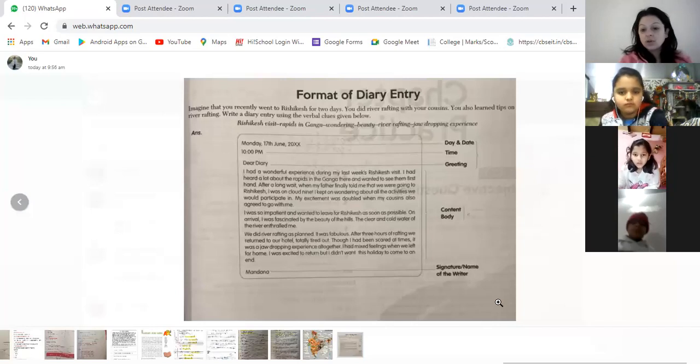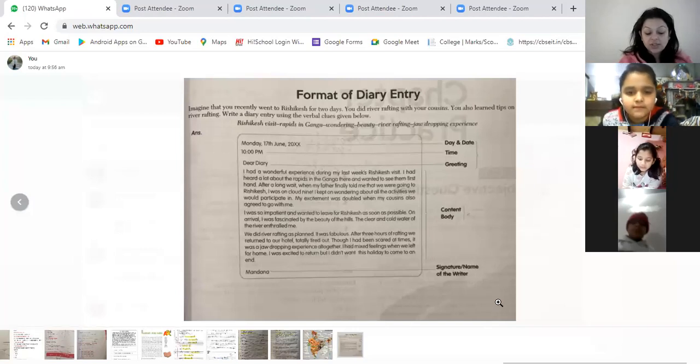Then it is always written in first person. Yes, I. What is first person? First person is I. Because you are writing it, so it will be all from your side. Diary is something very personal. Yes, it is a personal thing. You know that we should not pick up anyone's diary. We should not read anyone's personal diary. I'm not talking about the school diary. I'm talking about personal diaries.